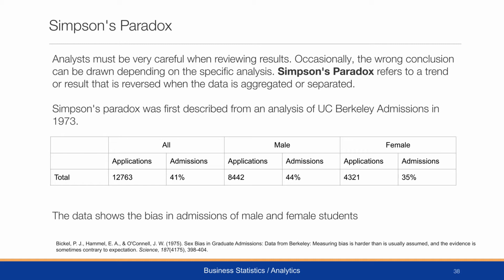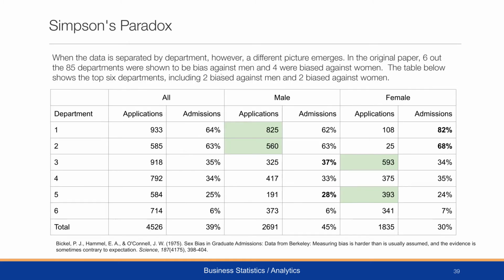It was first described by an analysis of the University of California, Berkeley admissions in 1973. The data shows the bias in admissions of male and female students. If we look at this, we have 41% of all admissions. Male was 44%, female 35%. And in this case, you end up with a situation where people could say, well, it obviously looks like there's a bias in the admissions. But a deeper look at this will show something a little different.